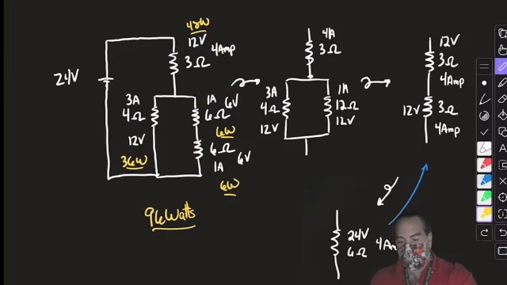It shouldn't be lost on you that 4 times 24 is 96 watts. Your equivalent circuit must dissipate the same amount of energy as your original circuit. Not the same voltage, same amount of energy. That has to be true. So if you add up the individual power, you'll get the same power as a whole circuit.